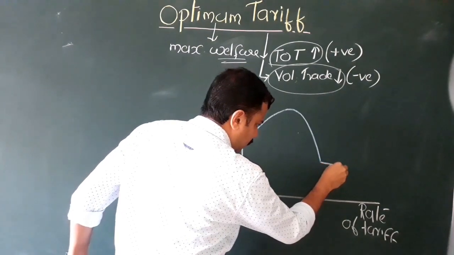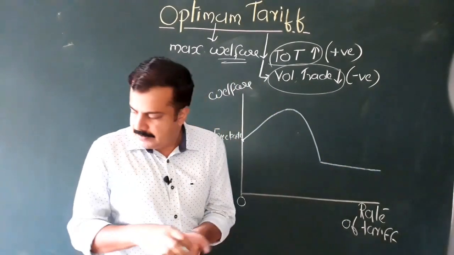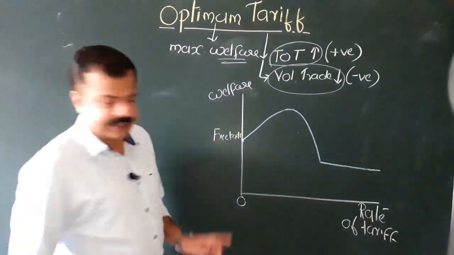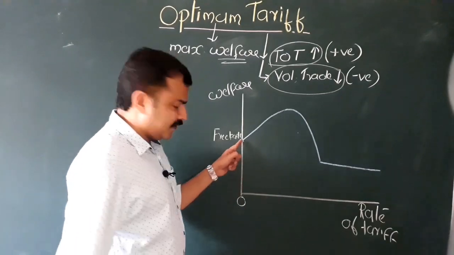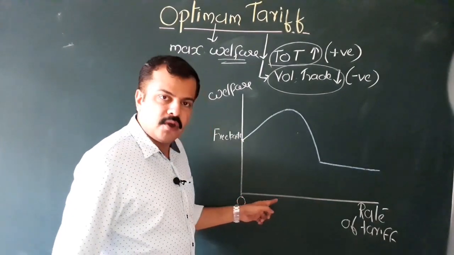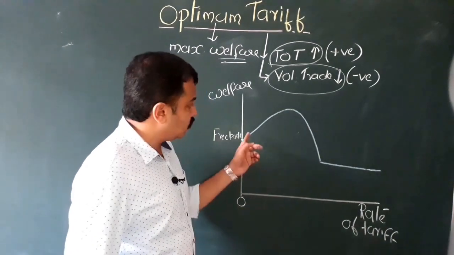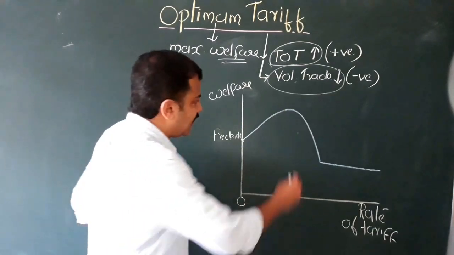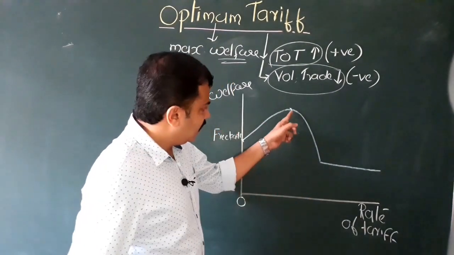Okay. Now, let me explain the implication of this. So, this is basically a welfare curve. We have a welfare curve, right? At 0 rate of tariff, or in other words, free trade, this is the welfare. When this country starts imposing higher and higher rates of tariff, the welfare will increase. This is a welfare curve. We are measuring welfare here, right?